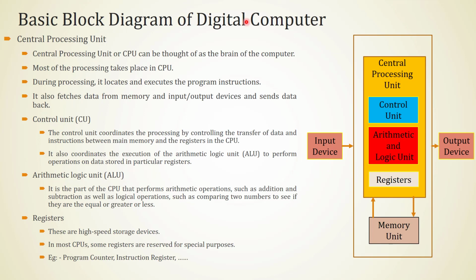Basic block diagram of digital computer. We have some input devices, we have some output devices. We have a central processing unit. Inside the central processing unit, we have control unit, arithmetic and logic unit, and registers. Along with that, we have a memory unit to store data.